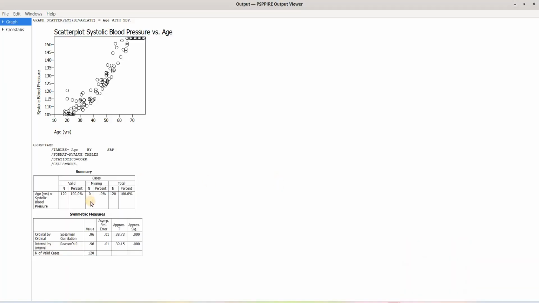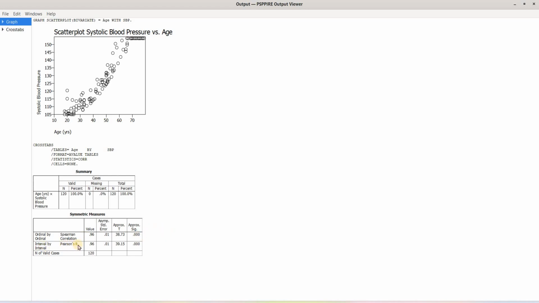So when we come to our output now, here we see it says ordinal by ordinal Spearman correlation because it's looking at ranks. So Spearman correlation, here the value is 0.96, which is a really strong positive correlation, and we see the significance level here, which is less than our alpha of 0.05, which tells us that this correlation is indeed significant, and at the population level there is a correlation that could be inferred from this sample data.